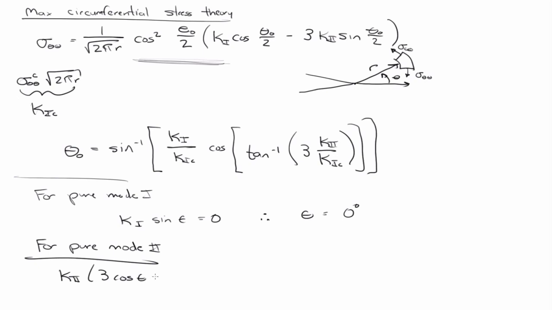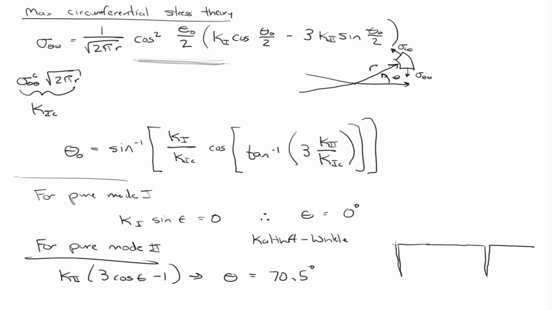And there's a famous set of experiments called the Kalthoff-Winkler experiment. The way they induced these mode 2 fractures was they had basically a plate with two cracks in it, and then they pushed on it here. They actually did these dynamically, didn't they? So impacted it there. And the crack grew 70 degrees.